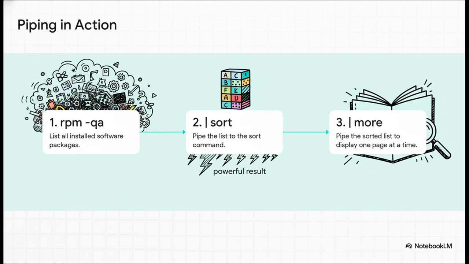This lists every single piece of software in your system, and you get this huge, chaotic wall of text. But wait! We pipe that messy list over to the sort command. Now, everything is arranged perfectly in alphabetical order. Much better, but it's still too long. So we pipe that neat, sorted list to one more command, more, which lets us see it one page at a time. See? Three simple tools, one powerful, easy-to-read result.